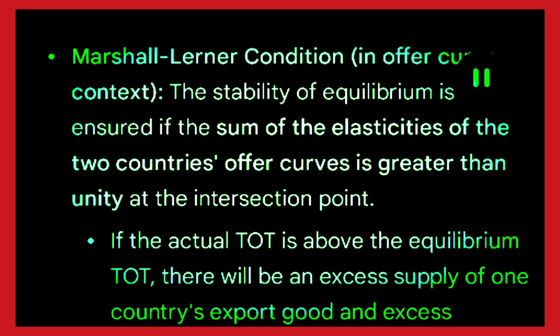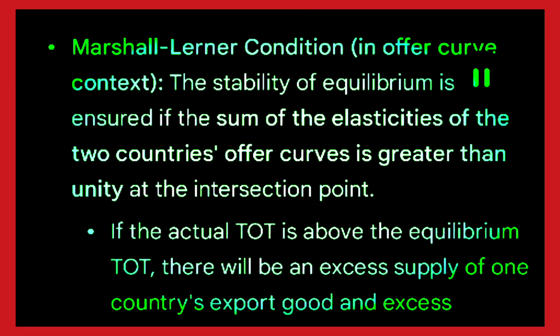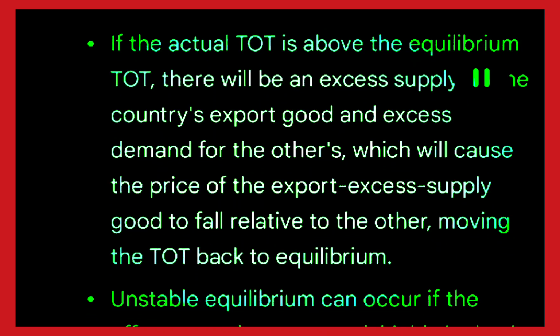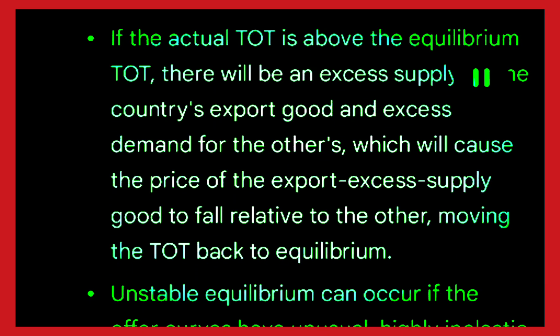Marshall-Lerner condition. In the offer curve context, the stability of equilibrium is ensured if the sum of the elasticities of the two countries' offer curves is greater than unity at the intersection point. If the actual TOT is above the equilibrium TOT, there will be an excess supply of one country's export good and excess demand for the other's, which will cause the price of the excess supply good to fall relative to the other, moving the TOT back to equilibrium.